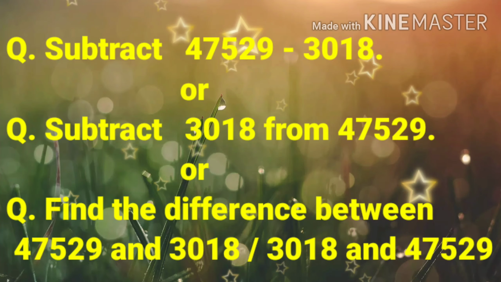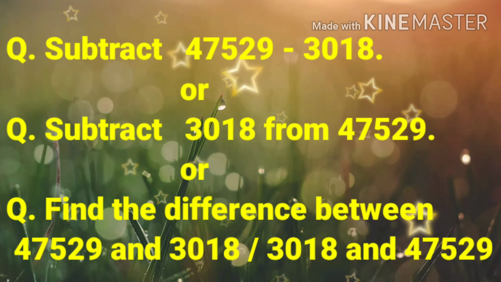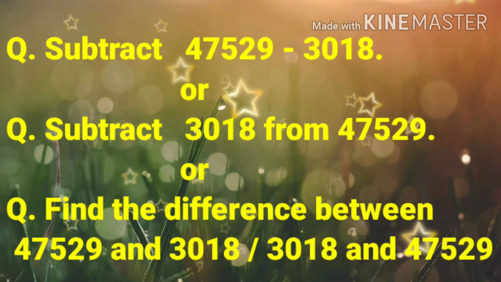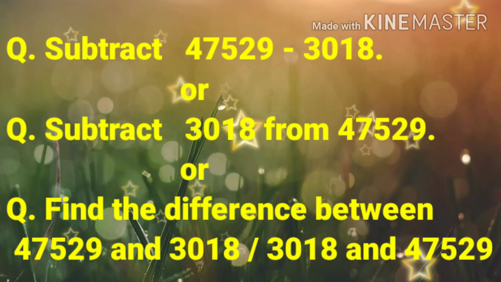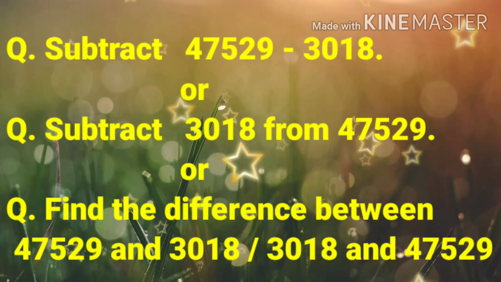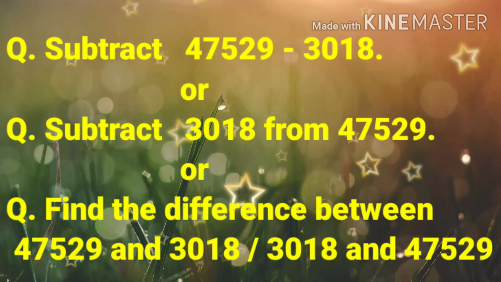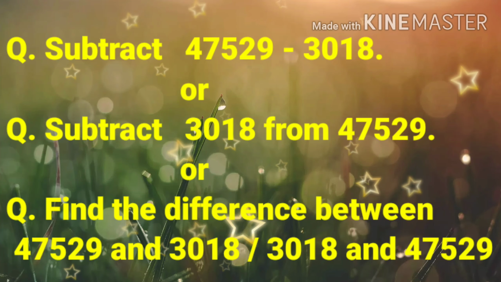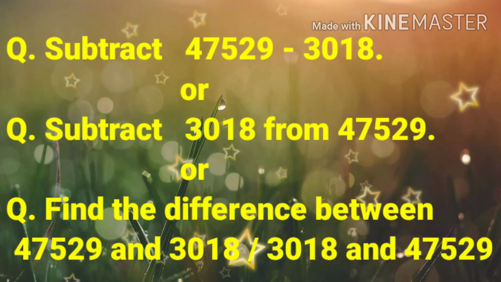Questions can be asked in three ways. First way: subtract 47,529 minus 3018, or subtract 3018 from 47,529, or find the difference between the numbers, maybe in the vice versa form. So always remember you have to subtract from the greater number.